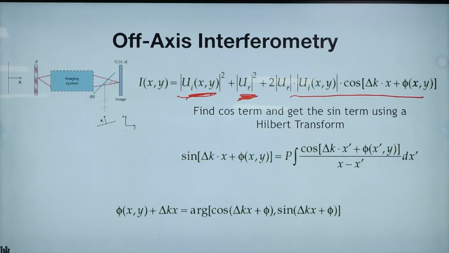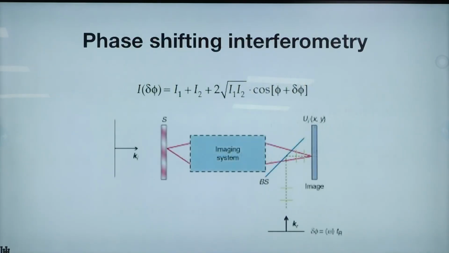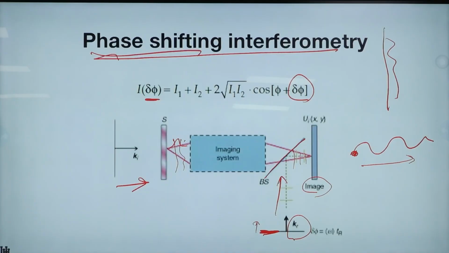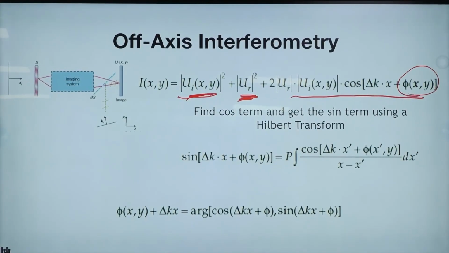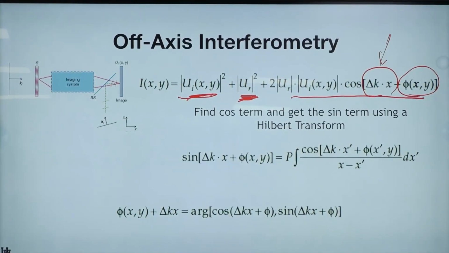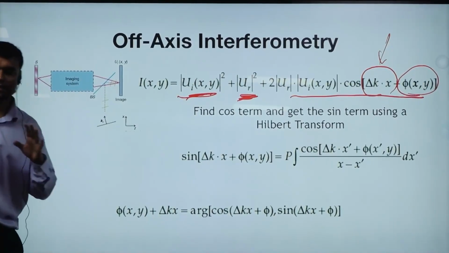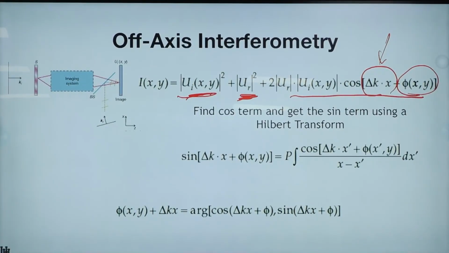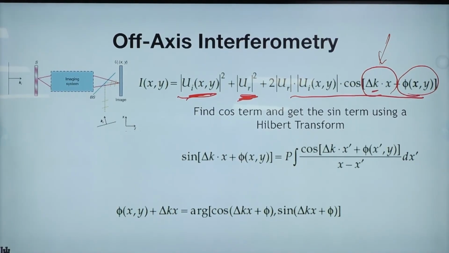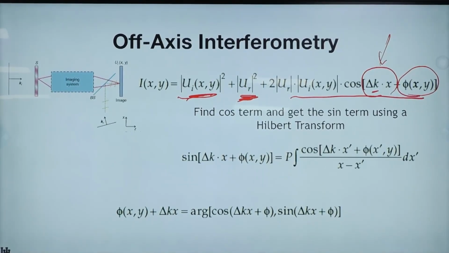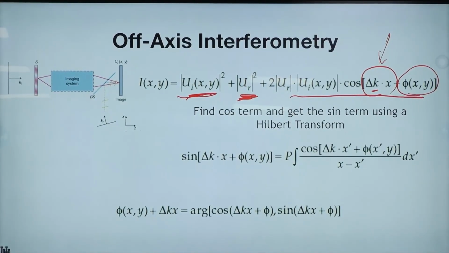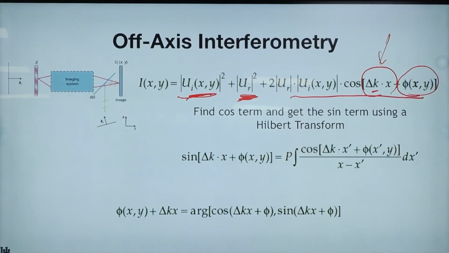Previously, if you remember, you only had phi. Now you have phi plus this extra term, delta k dot x. This is an extra term because you are slightly off axis. Delta k tells you what angle this new beam is coming in at compared to the original perpendicular. If delta k is 0, then you go back to the original version.